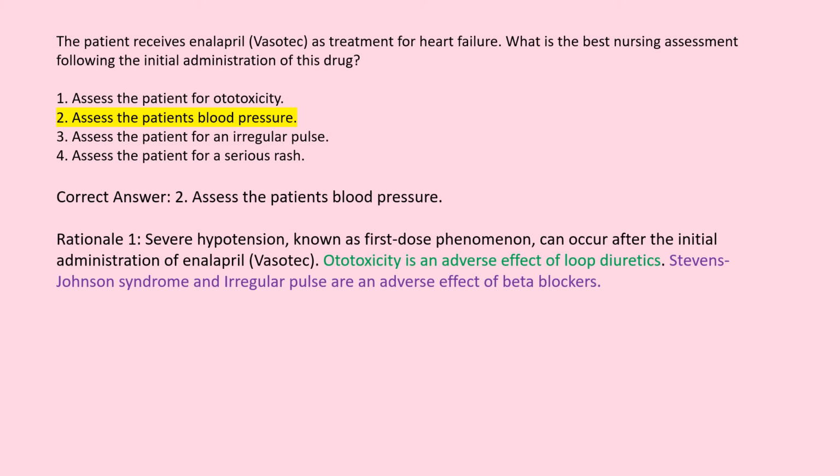Correct answer. 2. Assess the patient's blood pressure. Rationale. Severe hypotension, known as first dose phenomenon, can occur after the initial administration of enalapril, Vasotec. Ototoxicity is an adverse effect of loop diuretics. Stevens-Johnson syndrome and irregular pulse are adverse effects of beta blockers.